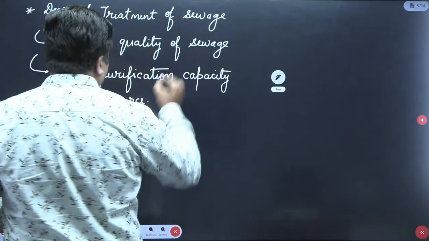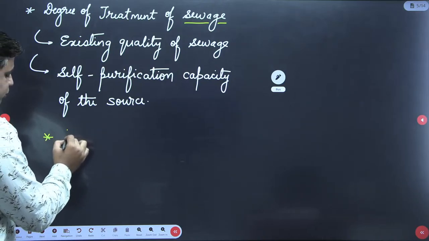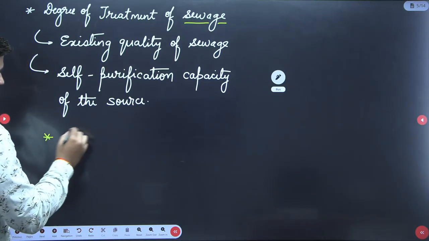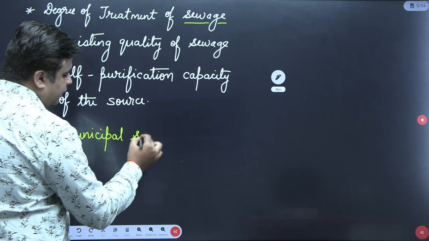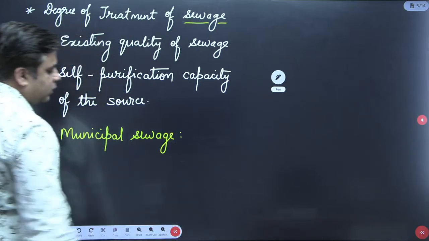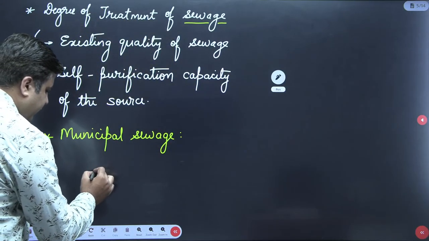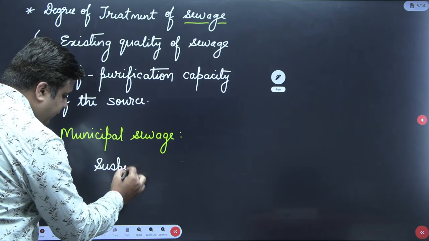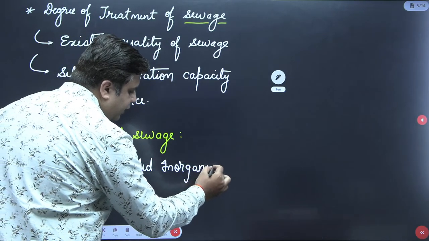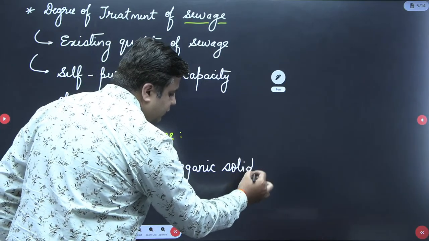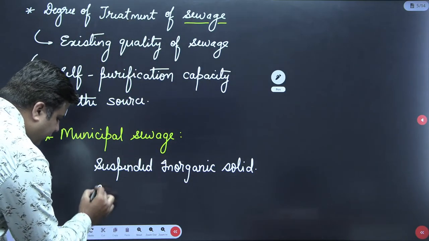Now, my dear students, when I am talking about sewage, I am precisely talking about municipal sewage. In this treatment of sewage, I am specifically talking about municipal sewage, not industrial sewage. This municipal sewage has two types of impurities for us. First one is the suspended inorganic solids that we want to remove. This is the first impurity that we want to remove. Second is the organic solids. We are worried about these two things only.